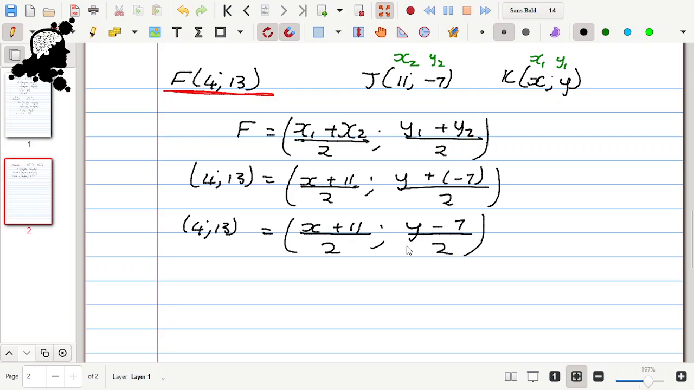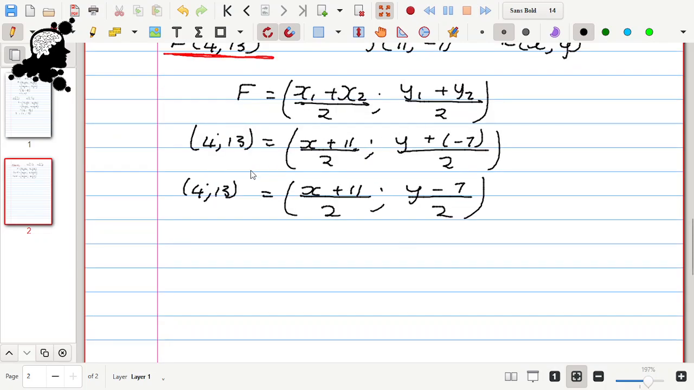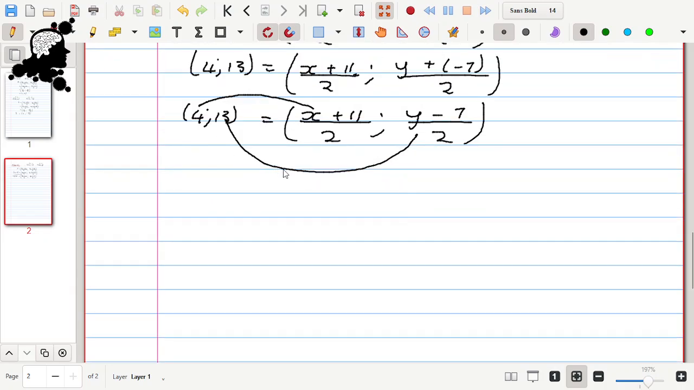Now, we have a setup whereby we are kind of stuck. We're not calculating the midpoint. Instead, we are given the midpoint. When you're given something like this, what you need to remember is equate your x's and then equate your y's. Then you'll be able to solve for your unknown. So in essence, I'm saying if I equate my x's, the x coordinate of the midpoint will be equal to x plus 11 divided by 2. The y coordinate of the midpoint will be equal to y minus 7 divided by 2.